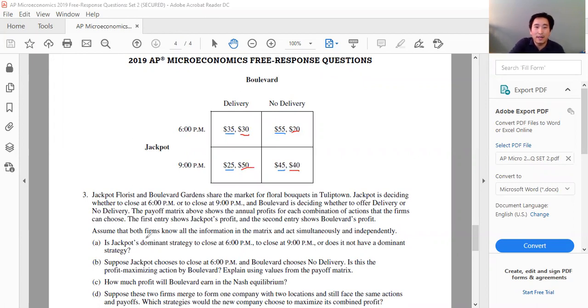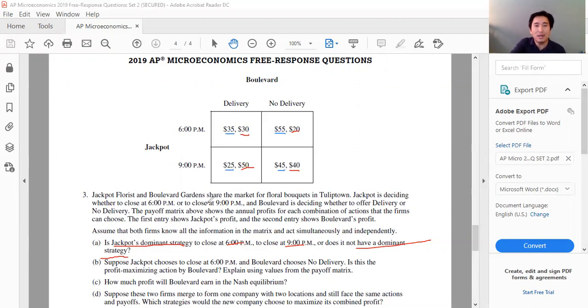Assume that both firms know all the information in the matrix and act simultaneously and independently, meaning that there is no collusion. Is Jackpot's dominant strategy to close at 6 p.m., close at 9 p.m., or does it not have a dominant strategy? Notice here, there's no explanation required. So you have a 1 in 3 chance of getting this right. For this particular question, if you have no idea, then it would behoove you to make a guess, because there's no penalty here.